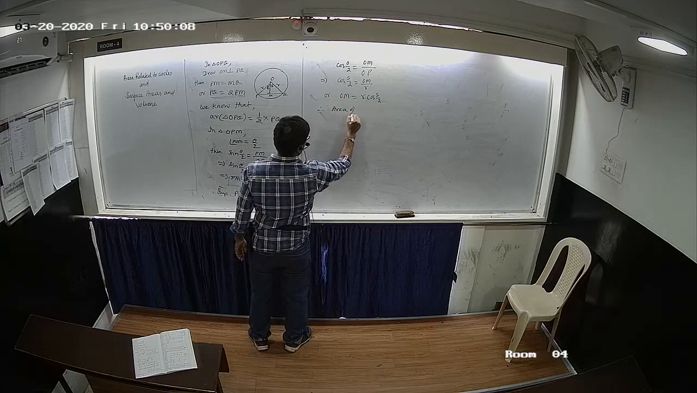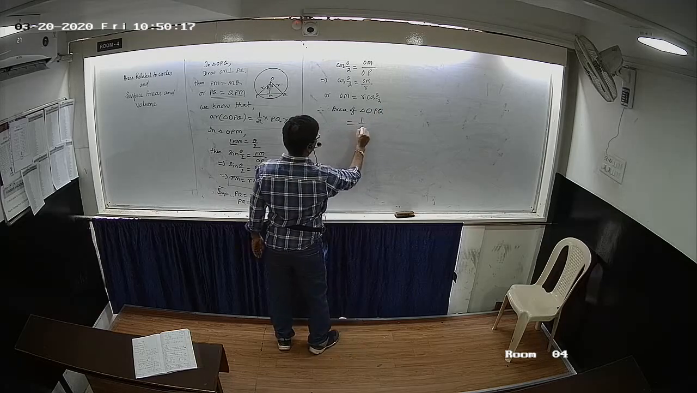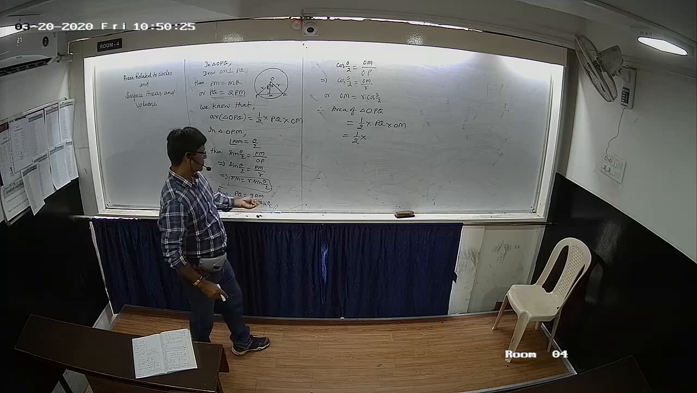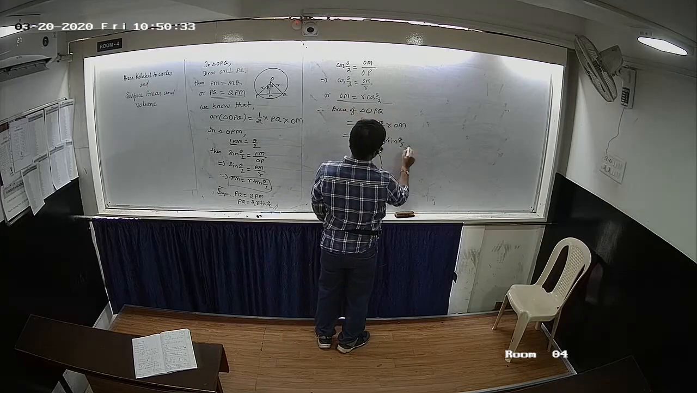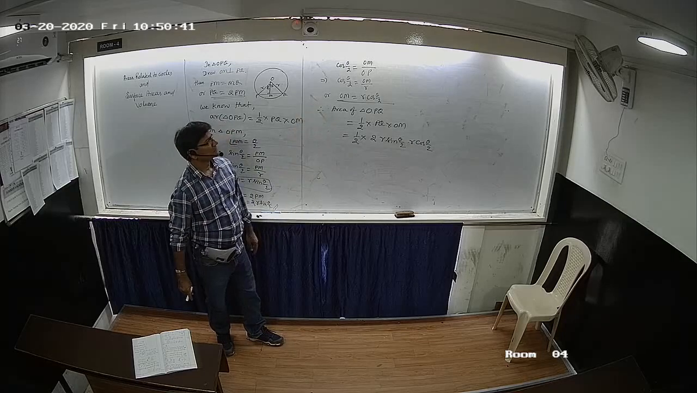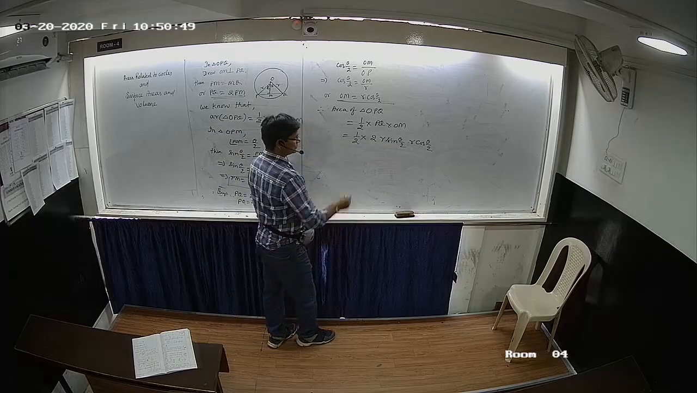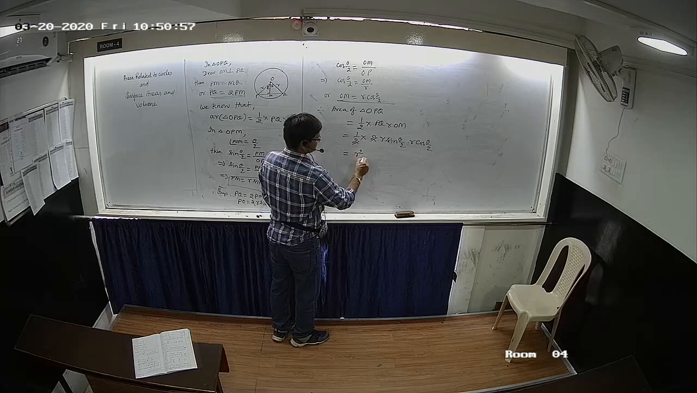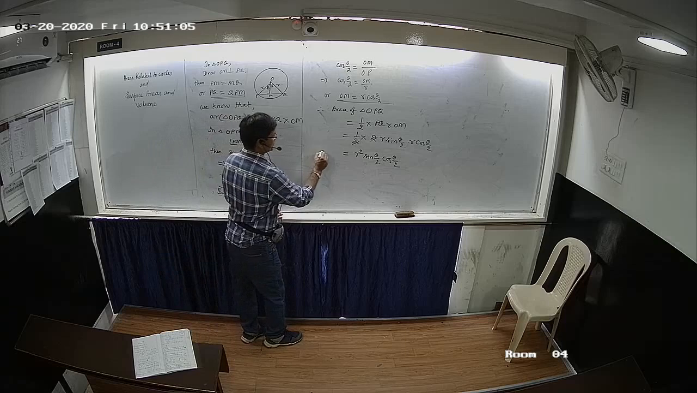Therefore, area of triangle OPQ is equal to half into PQ into OM, that is equal to half into PQ. PQ is 2R sine theta by 2, and then OM is R cos theta by 2. So we got the area of triangle OPQ as half into 2R sine theta by 2 R cos theta by 2, or that is equal to, this is cancelled, R square sine theta by 2 cos theta by 2. This is the area of triangle OPQ.